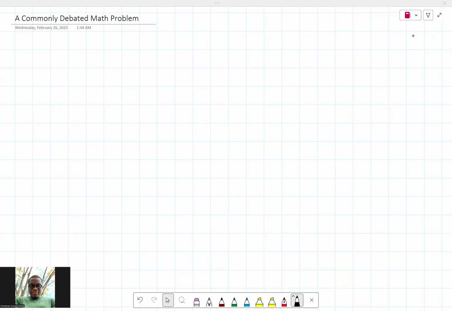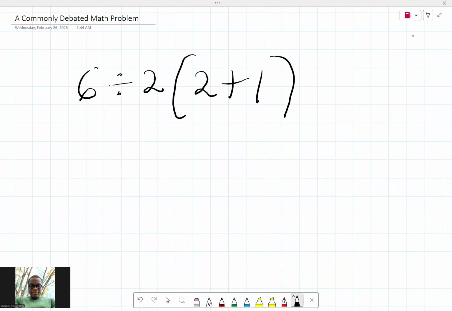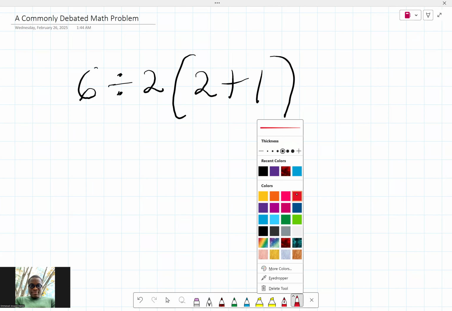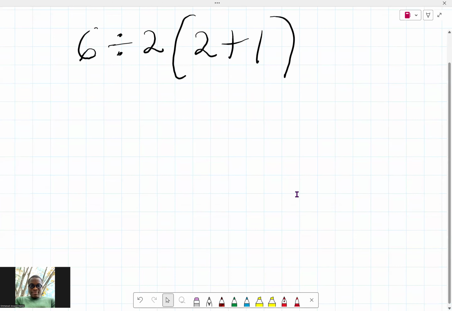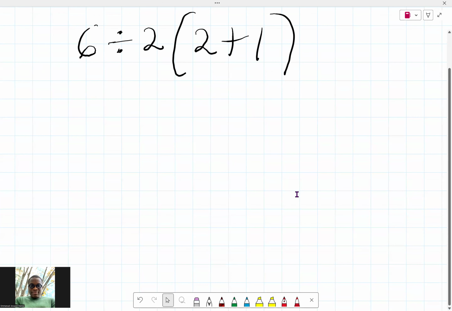Today, I finally decided to put to rest this commonly debated maths problem. Very simple question: 6 divided by 2 into 2 plus 1. It is so simple, but yet it has caused a lot of debate, a lot of arguments online. I think the first thing we need to settle is the idea of order of operations. Generally speaking, there are two widely accepted methods.